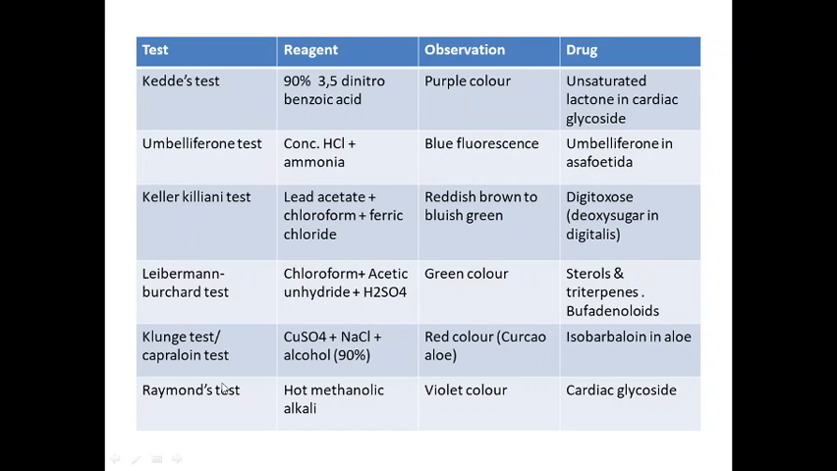Then the next test, that is the Raymond test. This Raymond test is used for the identification of cardiac glycosides, like digitalis glycosides. It uses hot methanolic alkali as a reagent, and the cardiac glycoside shows a violet color in the presence of the reagent.